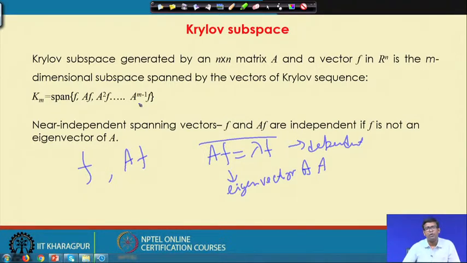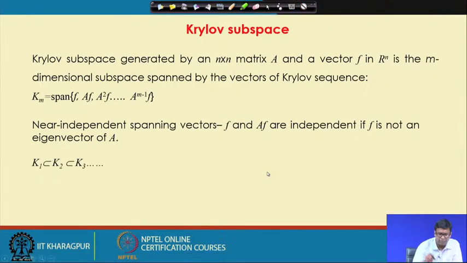So, if I think of f, A square f, up to A m minus 1 f, I can go on till I have all the independent vectors, so that I can formulate a space where all the vectors are independent of each other. But if A is an n into n matrix and I go up to m greater than n, then I will not find any other independent vector. So, up to a certain value of m we can formulate independent vectors, and that is K 1, K 2, K 3, and this will go up to a certain value, say K nu.